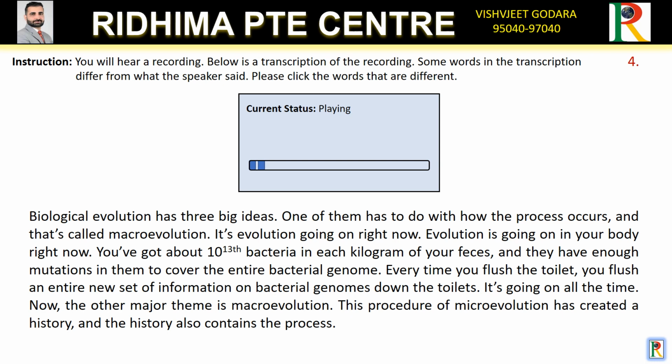Biological evolution has two big ideas. One of them has to do with how the process occurs, and that's called microevolution. It's evolution going on right now. Evolution is going on in your body right now.